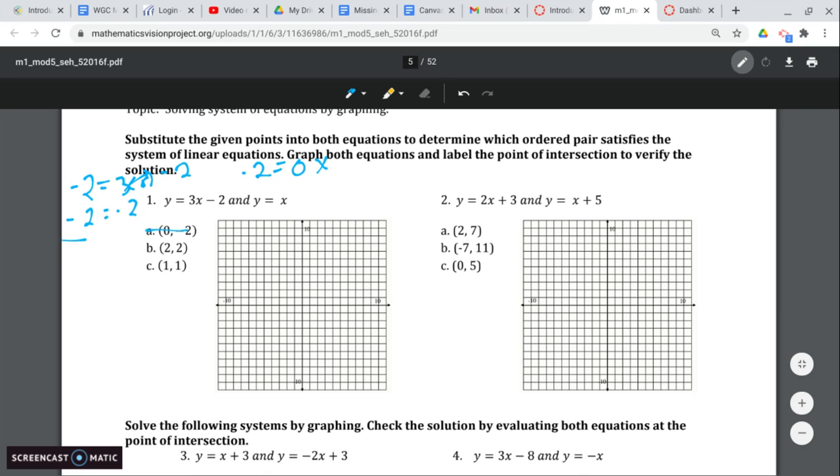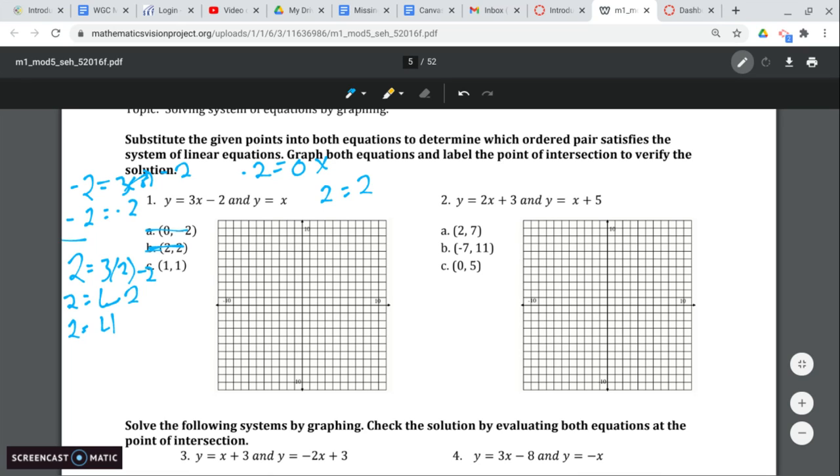Now we look at B. Well, 2 equals 2, that's going to work, but in the other equation, 2 equals 3 times 2 minus 2. 3 times 2 is 6, so we have 2 equals 6 minus 2. 6 minus 2 is 4, not 2, so that one won't work. So it has to work for both equations. You can't just test each one of these points into one equation to see if it works. You have to test it into both of them. You need it to work out in both situations.